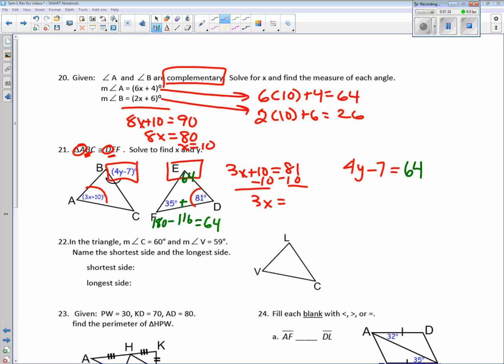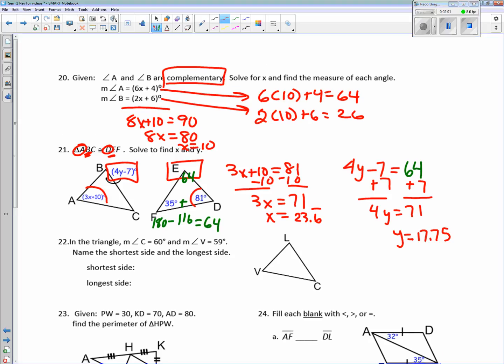Subtract 10 from each side. And you get 71. And then 71 divided by 3. It's going to be a decimal, which is 23.6 repeating. On the other side, if I add 7, I'm going to get 4y equals 71. I'm going to do 71 divided by 4, which is 17.75.